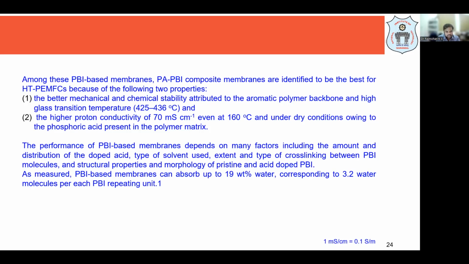Okay, and also the performance of these PBI based membranes depends upon various parameters, including the amount and distribution of the acid present in it, what type of solvent is being used, the extent and type of cross-linking that has taken place between PBI molecules, and the structural properties and morphology of pristine and acid-doped PBI. And if you look at the properties now, what is its water uptake? It is observed that this PBI based membrane can absorb up to 19 weight % of water, which corresponds to around 3.2 water molecules per each PBI repeating unit. Okay.